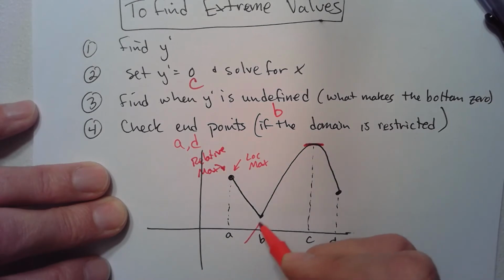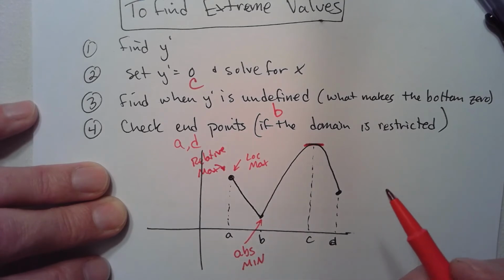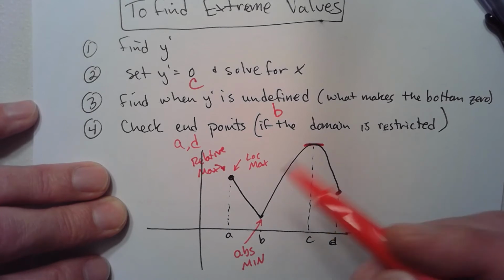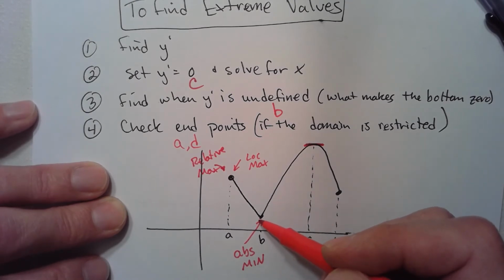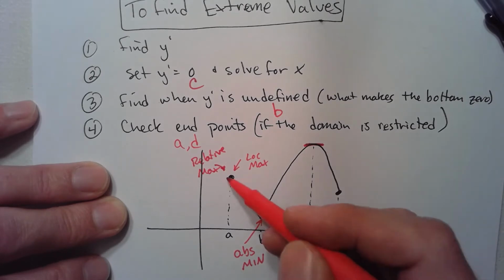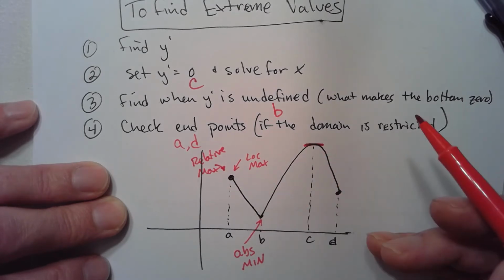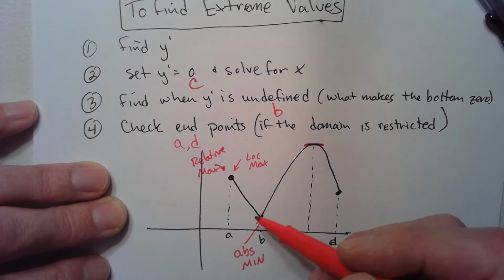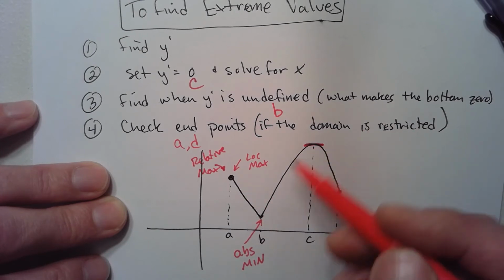This at B looks like it is the absolute max or absolute min, because it's the lowest point the graph ever gets to. Now, it is considered a local min, but specifically it's the absolute min. So all mins and maxes are local, but some local mins and maxes are absolute.